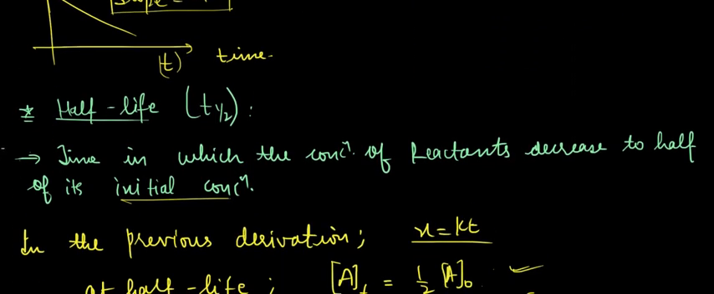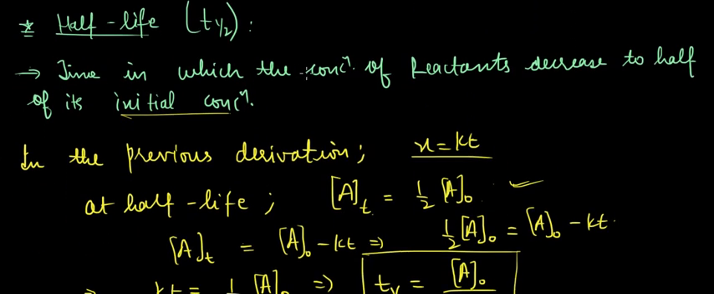Now let's define what is half-life. So half-life is nothing but the time in which the concentration of the reactants decreases to half of its initial concentration. So in the previous derivation, where we found that x is equal to kt, the concentration of A at any particular point of time t can be written as half of A naught, because at half-life we have defined that the concentration of reactants decreases to half of its initial concentration. So if the initial concentration of A was A naught, now at time t half, the concentration of A would be half of A naught.